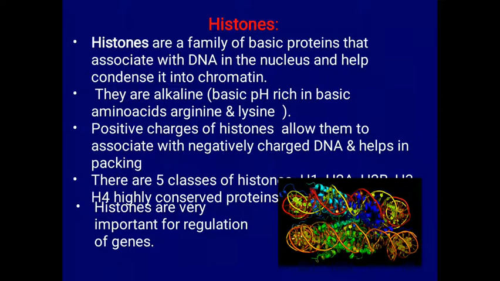Histones are the family of basic proteins that associate with DNA in the nucleus and help to condense it into chromatin. They are alkaline in nature, that is, they have a basic pH, and they are rich in basic amino acids, arginine and lysine. So the positive charges of histones allow them to associate with negatively charged DNA and help in proper packing. There are 5 classes of histones. These are the histone H1, H2A, H2B, H3 and H4.